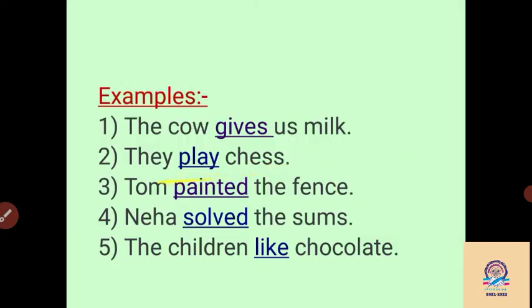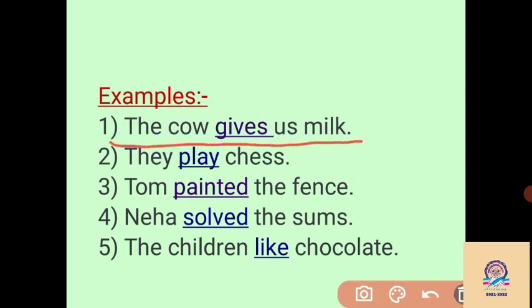We see here the examples. First example: the cow gives us milk. What does the cow give us? Milk. So the cow gives, and here gives becomes the verb. Then they become the subject. What are they doing? They play. By saying play we understand the subject is playing. So play becomes the verb.